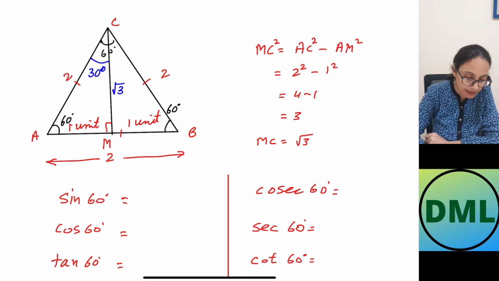Now we have AC is 2, AM is 1. I need to find out my CM value.